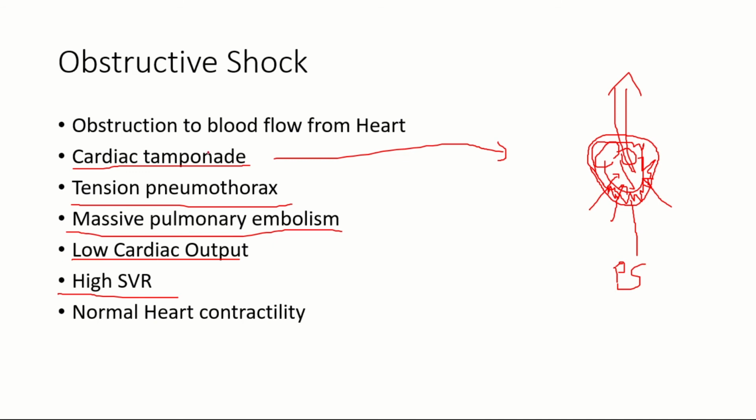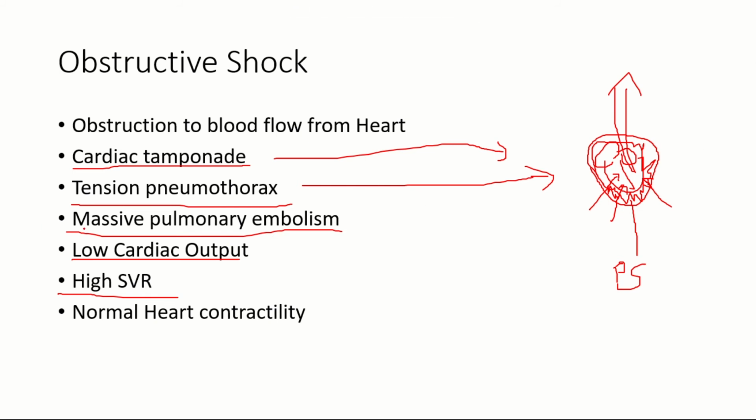So in the cardiac tamponade, the fluids in the pericardial space are going to compress the heart, not allowing it to dilate. So there is a defect in the ventricular filling, and there is going to be low cardiac output. Same is the case with the tension pneumothorax, where there's going to be high pressure in the thorax, which is going to compress the heart.